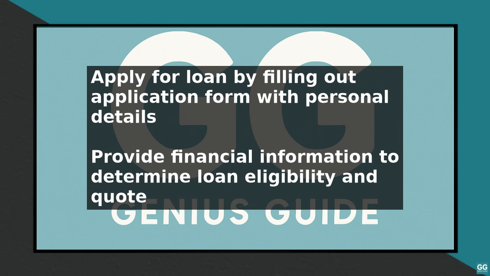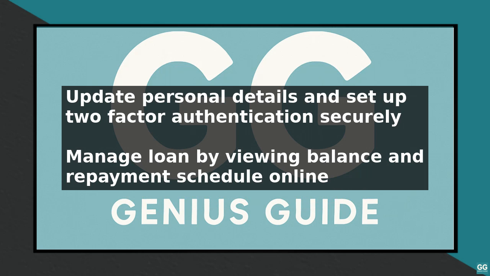It is essential to keep your account information up to date and secure. To do this, click on the My Account tab and select the Personal Details option. From here, you can update your address, phone number, and email address. You can also change your password and set up two-factor authentication to add an extra layer of security to your account.